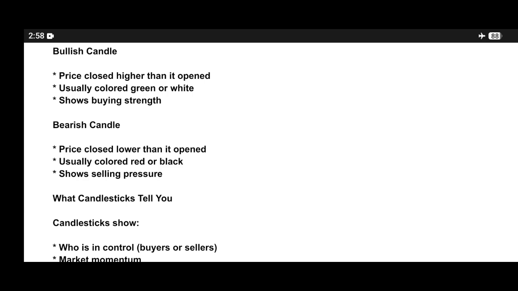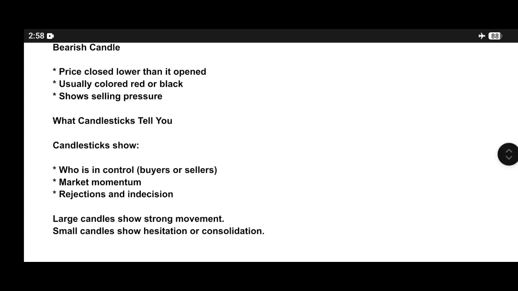What does a candlestick tell you? A candlestick shows who is in control, whether the buyers or sellers are in control. Market momentum, rejection and indecision. A large candle shows strong movement. A small candle shows hesitation or consolidation.